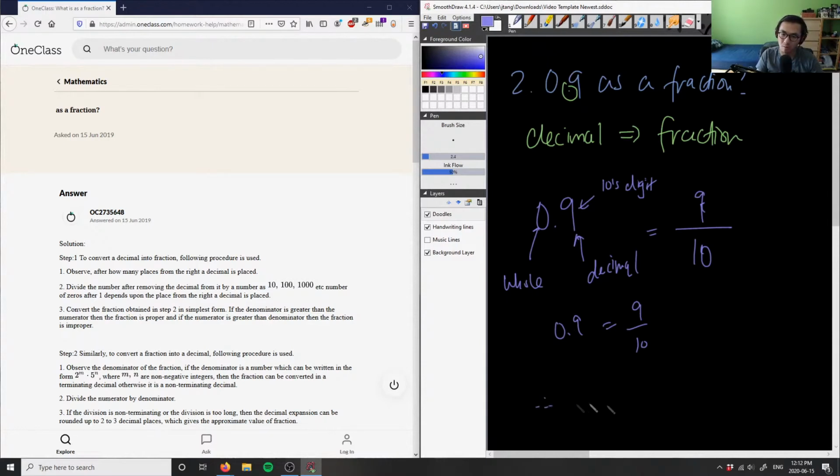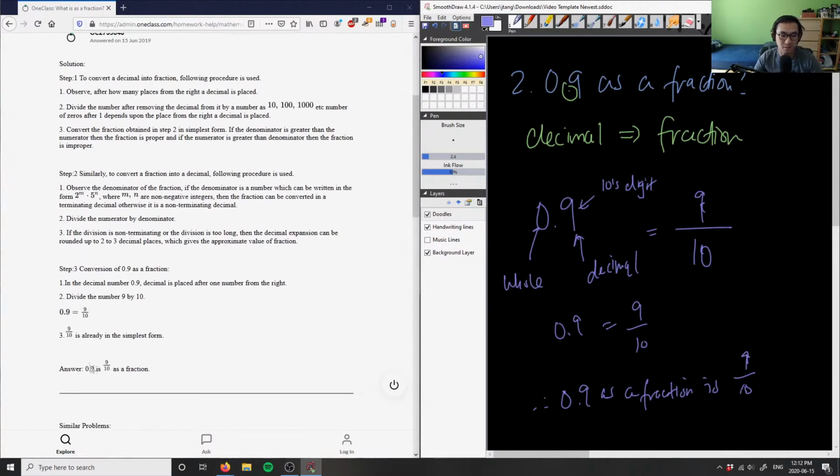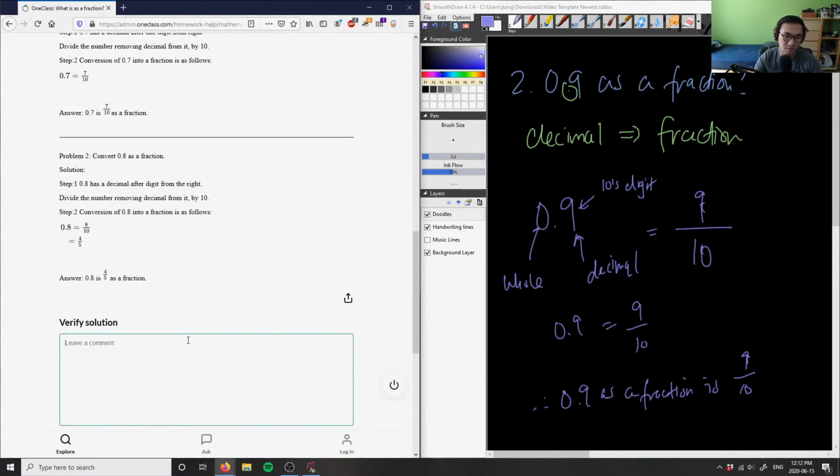So we say therefore 0.9 as a fraction is 9 over 10, and this is our solution for this problem. As you can see, 0.9 is 9 over 10 as a fraction. This solution is correct.